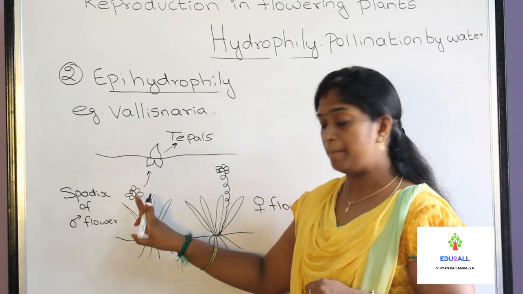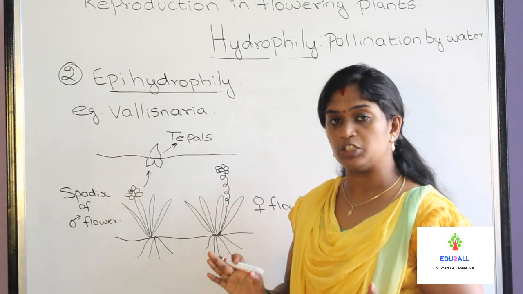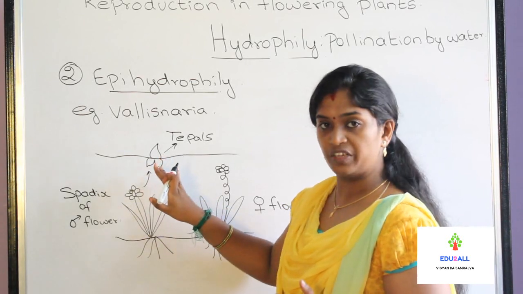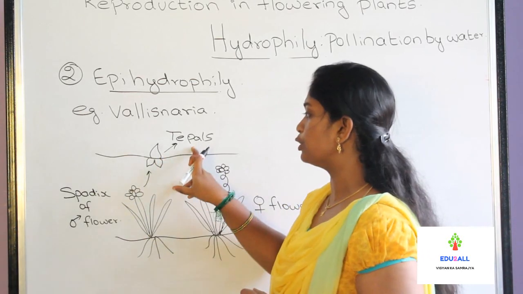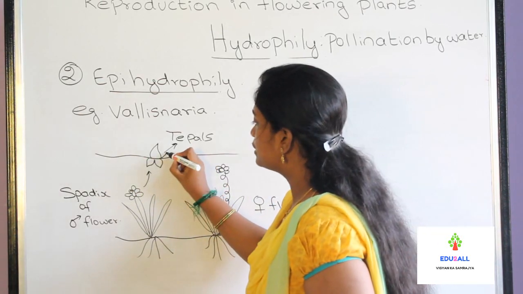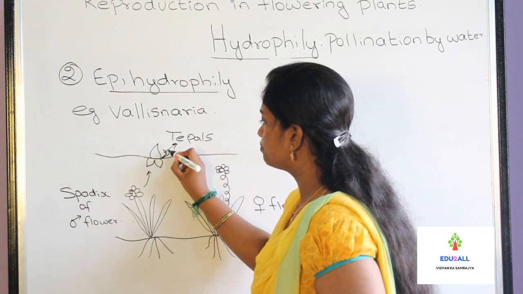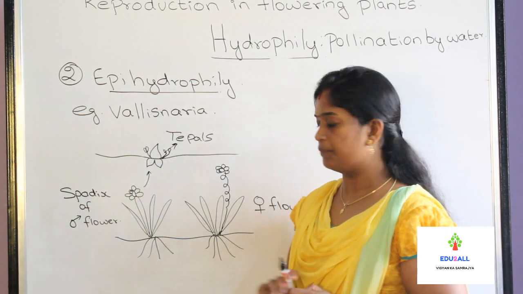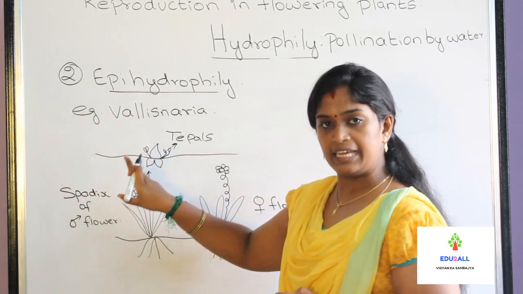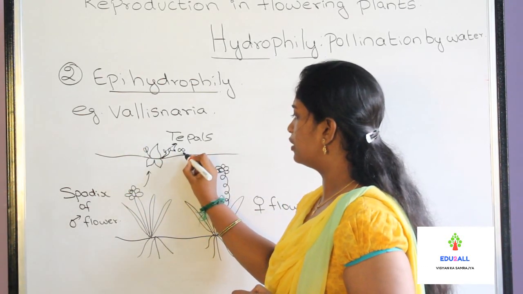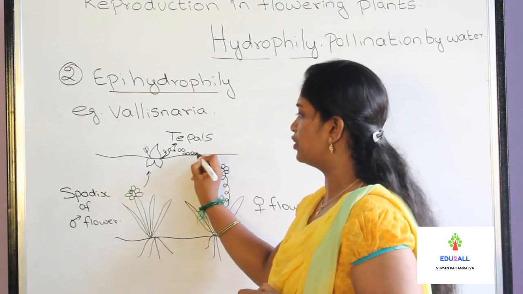Once the male flower is completely matured, it is released by the plant and it moves to the surface where it opens up to produce the tepals. It produces 3 tepals. Now these tepals will have stamens here. The stamens will have a filament and the anther. The anther undergoes dehiscence and releases the pollen grains. Now pollen grains are on the surface of the water.